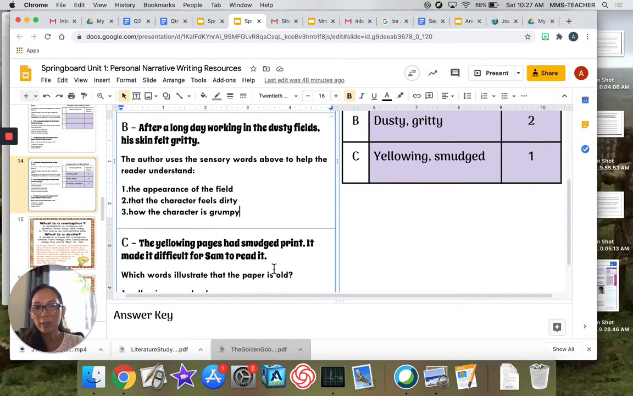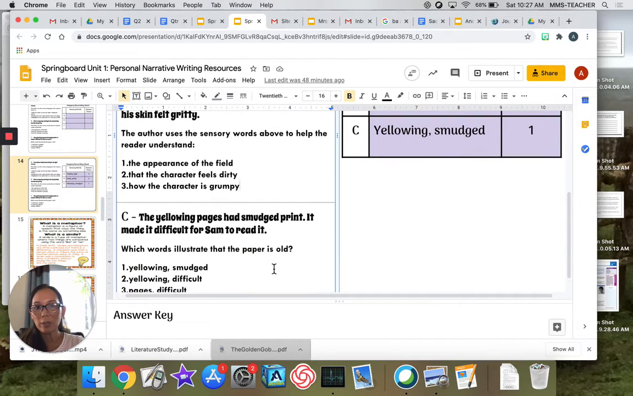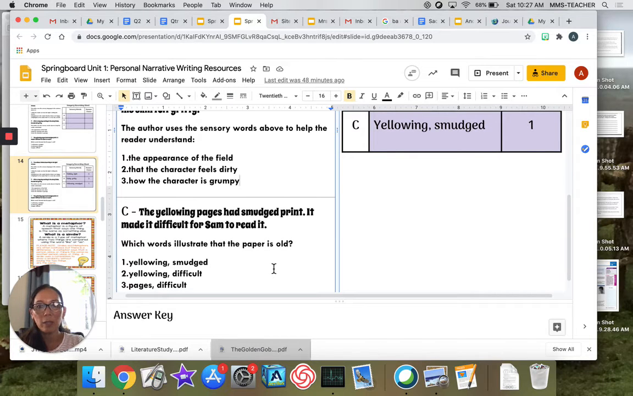Okay, let's try C. So in example C, it reads, the yellowing pages had smudged print. It made it difficult for Sam to read it. So let's first identify the sensory words. It's yellowing and smudged. And let's see what is the question here. Which words illustrate that the paper is old? Is it yellowing and smudged, yellowing and difficult, or pages and difficult?